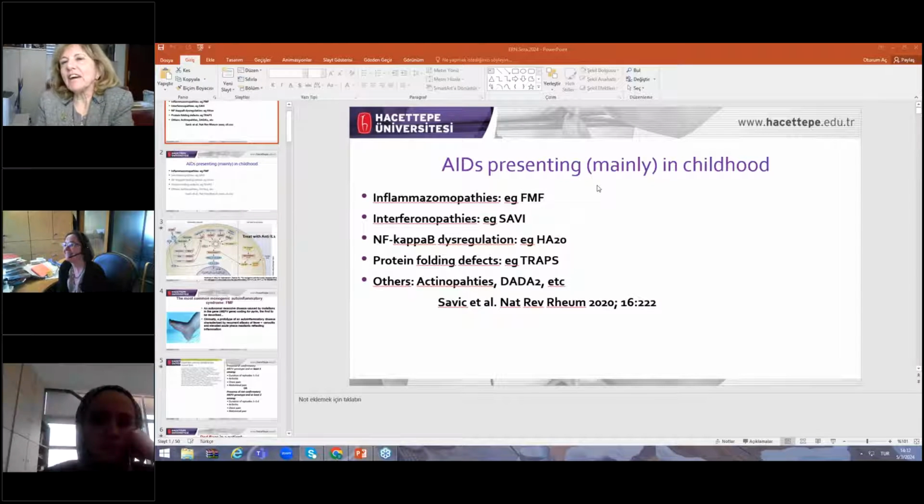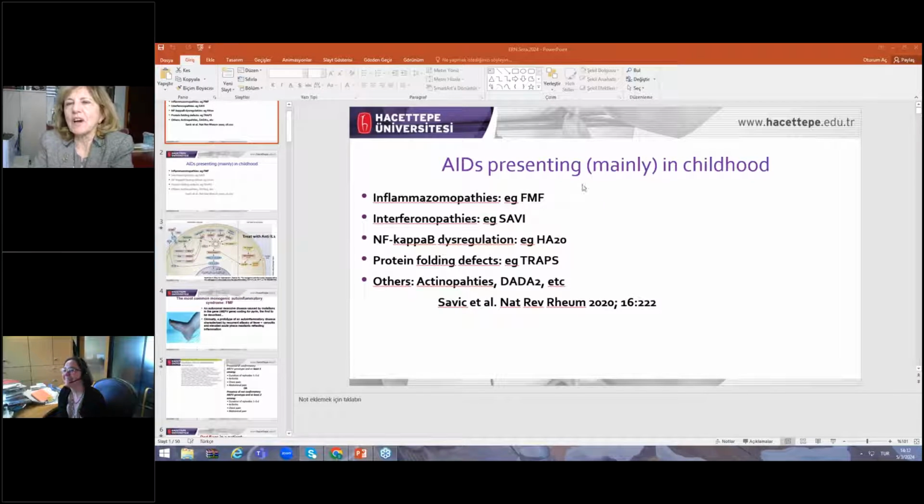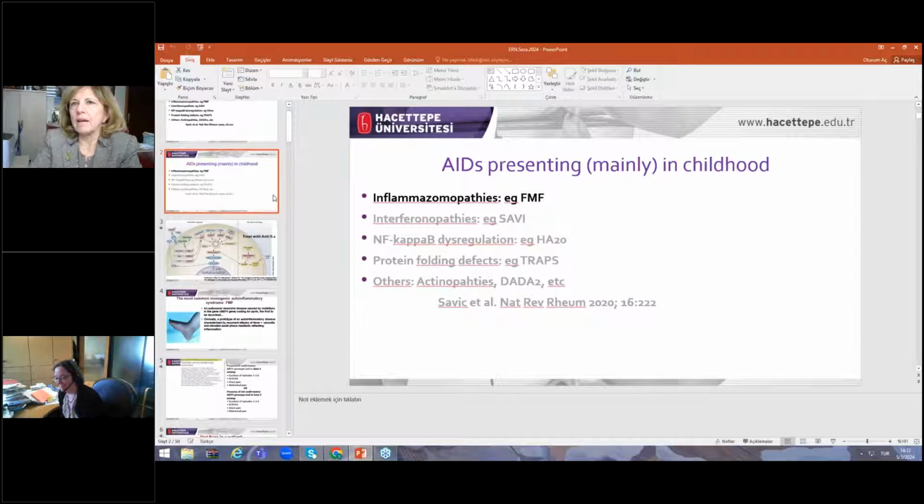There are a number of classifications you can use for autoinflammatory diseases. I'll use this one to present you the most common ones in childhood. I'll start with inflammasomopathies, since these are the most common, and FMF is especially the most common disease over the world. So I will, in 10 minutes, talk about those, and in the remaining 10 minutes, I'll finish up with the others.